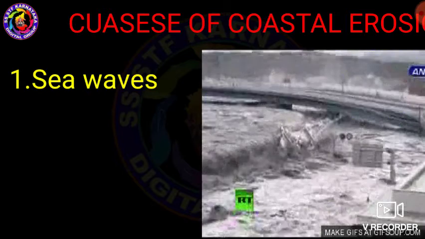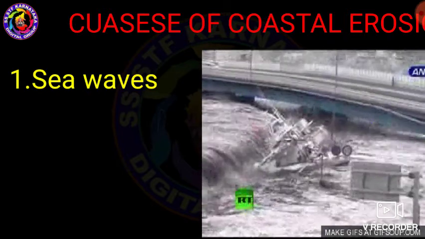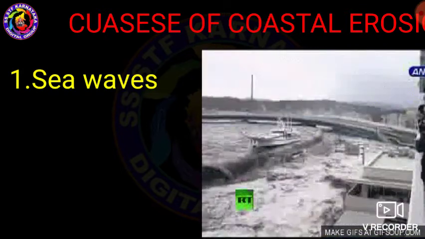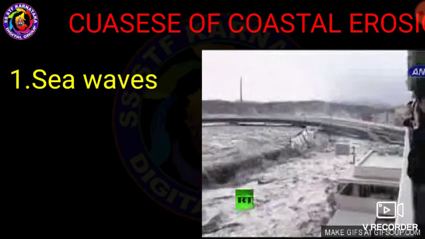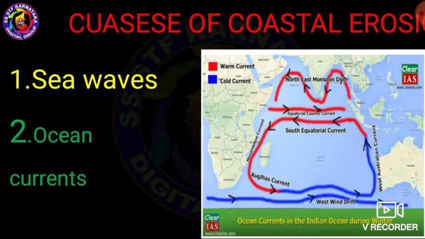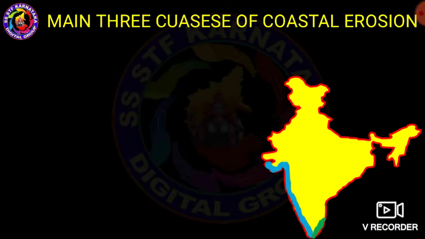Then, what are the causes of coastal erosion? My dear students, the causes of coastal erosion. Coastal erosion is mostly caused by the sea waves. All of you know that coastal erosion is mostly caused by the sea waves and ocean currents. Understand? The causes of coastal erosion we can see are sea waves and coastal currents. Then, my dear students, in India, the main three important causes of coastal erosion.